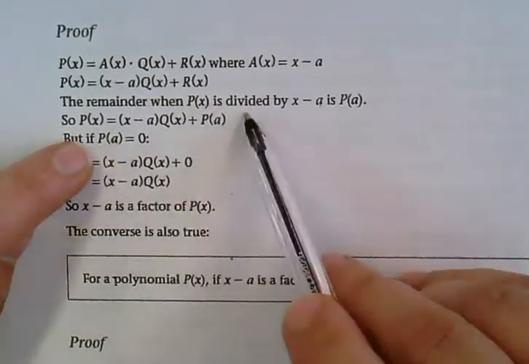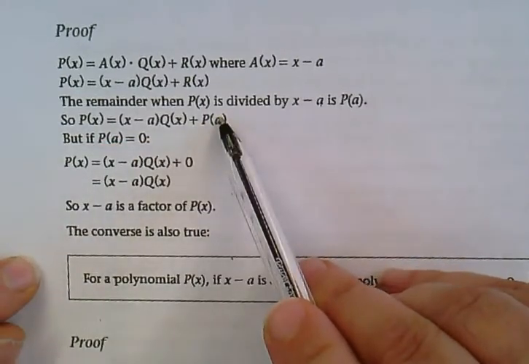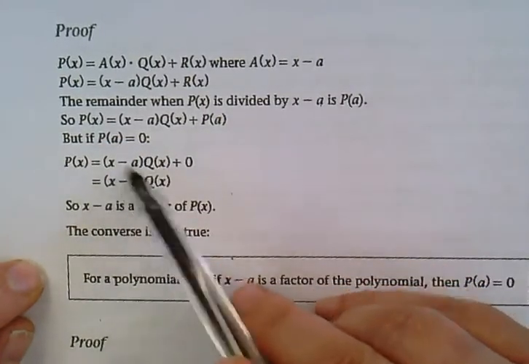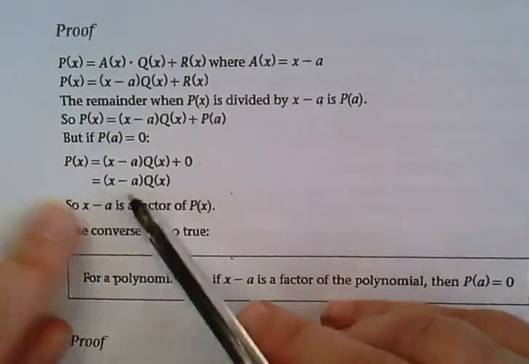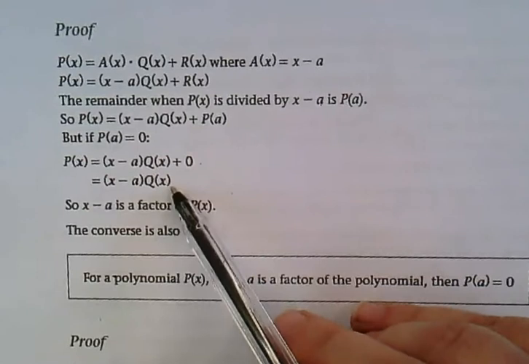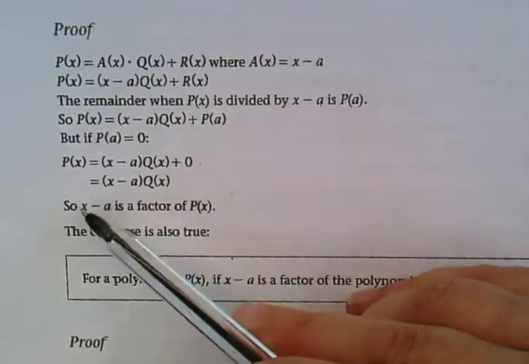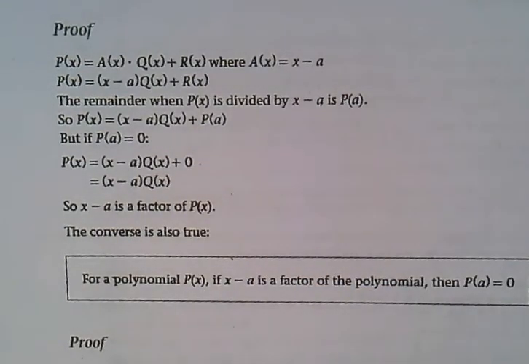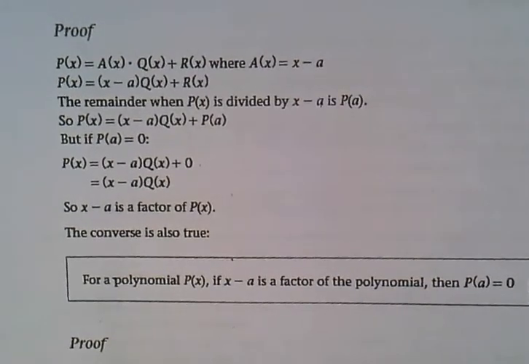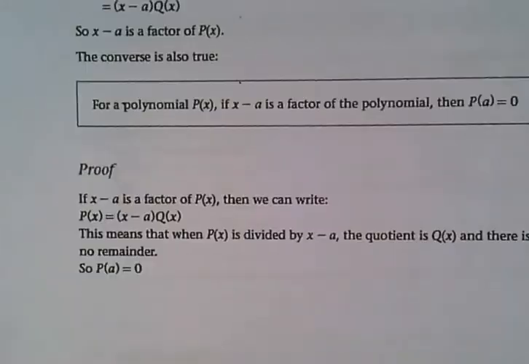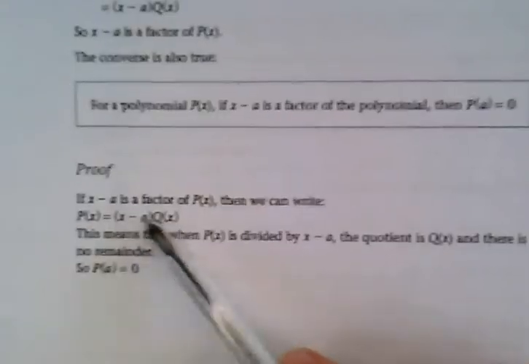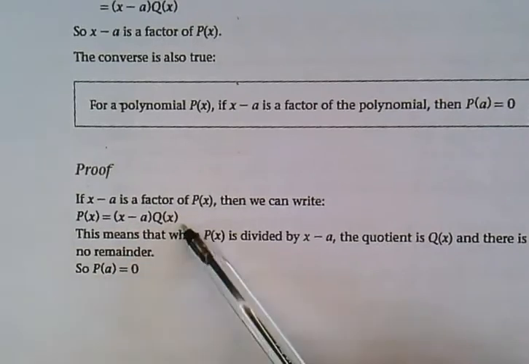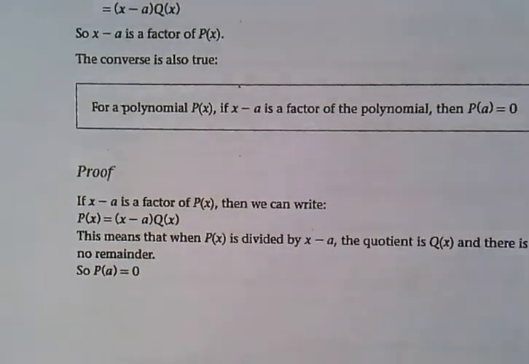But if your remainder is 0, I can put this as 0. Polynomial in x is x minus a times your quotient plus 0 remainder. In other words, your polynomial in x is just x minus a times q of x if the remainder is 0. In other words, x minus a is a factor. Now, just down here, if x minus a is a factor of the polynomial, we write polynomial in x is x minus a times the quotient. There'll be no plus 0. There'll be no remainder.